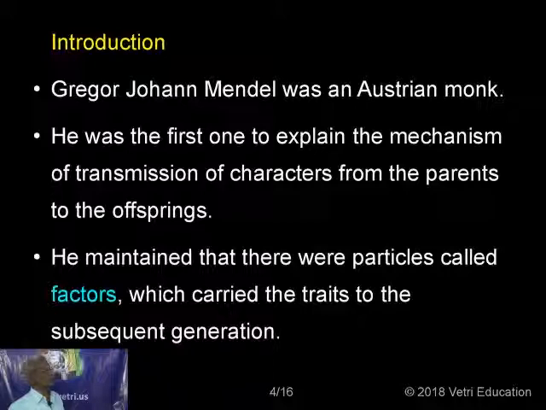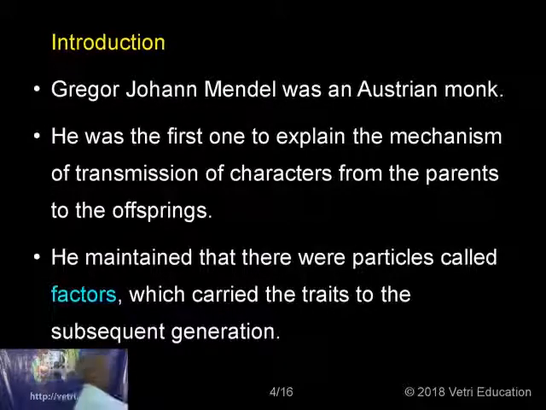Gregor Johann Mendel was an Austrian monk. Austria is a place near Czechoslovakia. It is one of the European countries. He was the first one to explain the mechanism of transmission of characters from the parents to the offspring. He maintained that there were particles called factors which carried the traits to the subsequent generation.